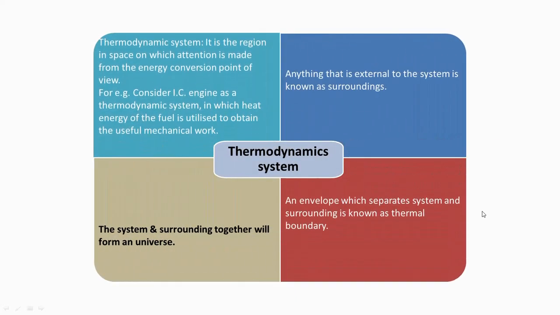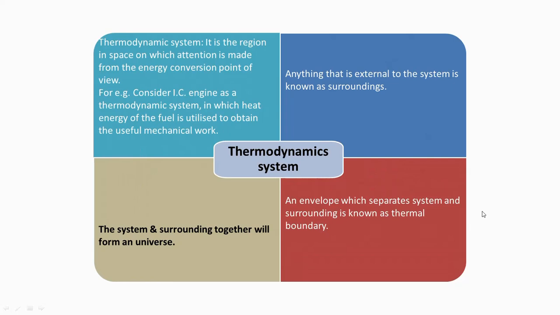Then the thermodynamic system, the most important part. It is the region in space on which the attention is focused from the energy transfer point of view. For example, the IC engine is the most important part. If you remove the engine from the car, there is no use of that particular car. So energy transfer takes place within the IC engine cylinder. That is the region on which the focus is made from the energy transfer point of view. So that is known as the thermodynamic system.